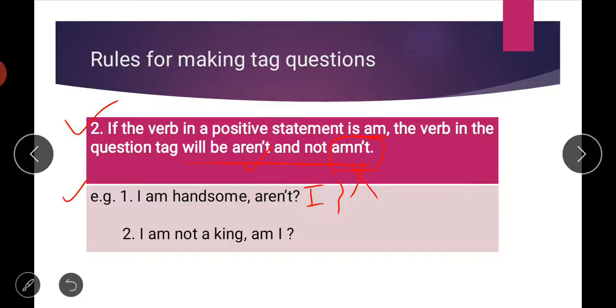Then the second example is, I am not a king, am I? If you are using am in the positive tag, then you can use it, because this statement is already negative, the word not is being used in this statement. I am not a king, so we have to form a positive tag because the statement is negative. So you can simply use am, and because the subject of the sentence is I, we will use that as it is. So the tag will be am I, and the complete statement will be, I am not a king, am I?